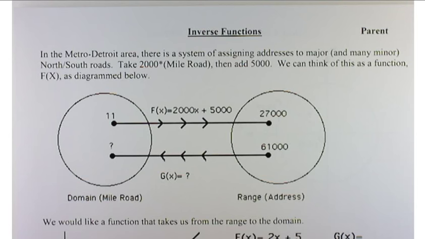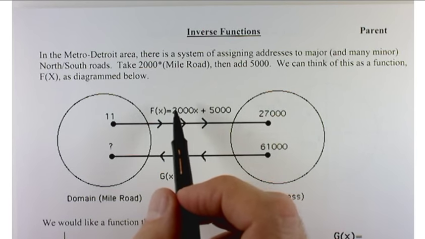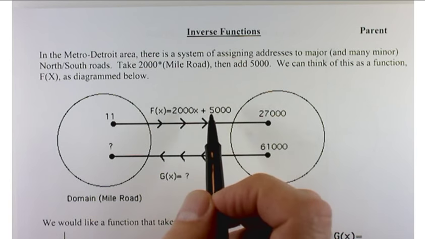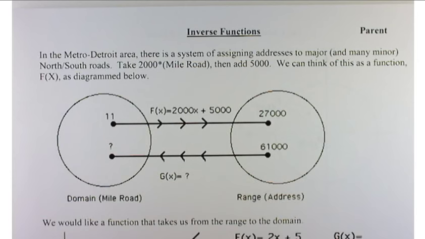I said, "Well, I know there's a nice function relationship between the mile roads and the street addresses. And the way it works is this: if you take 2,000 times the mile road, add 5,000, you get the street address. Now, it works for your major north-south roads and actually some of your side streets as well. So roads like Telegraph, DeQuinder, Mound, etc., you can do that. So like at Woodward and 11 Mile, 2,000 times 11 is 22,000, plus 5,000 is 27,000.